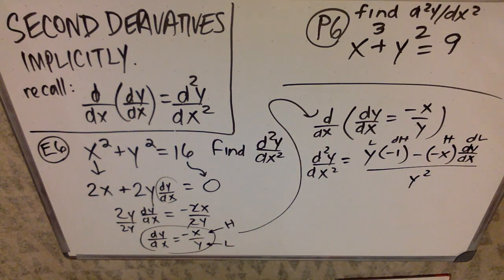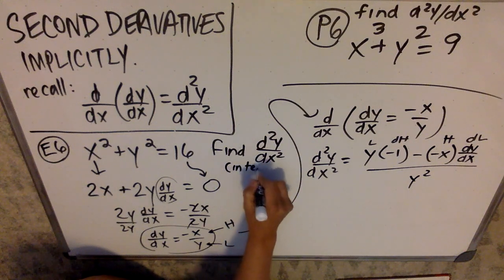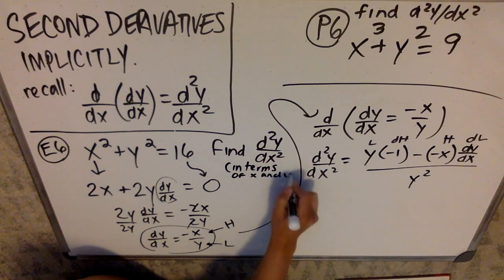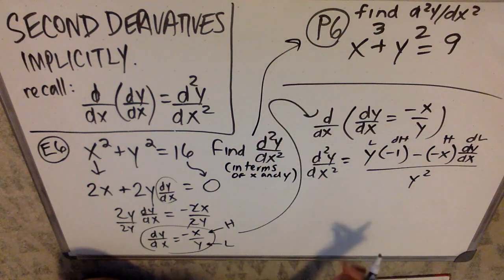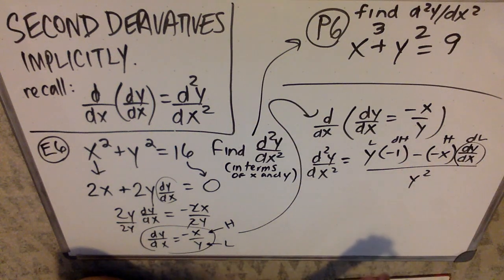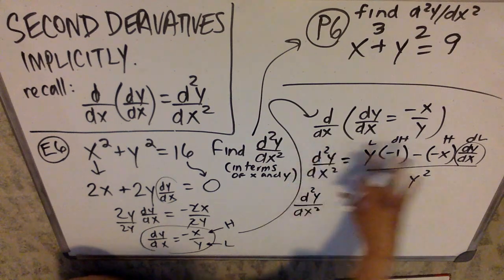So I should say find d squared y dx squared in terms of x and y. Whenever you're asked to do this, and I didn't specify this, so I apologize, and it'll be the same thing up here at P6, the trick is that you're not allowed to leave this dy dx here. So what you're going to want to do is replace that dy dx with what dy dx was. So I've done all the differentiating that I need to do. Okay, so at this point, the calculus is done.